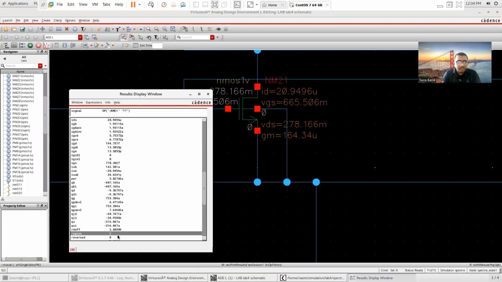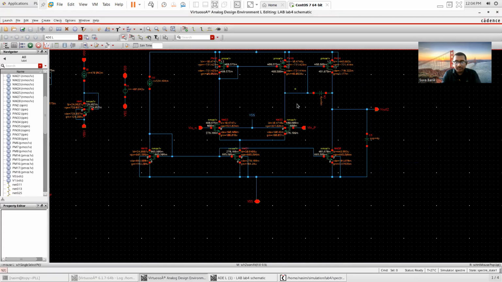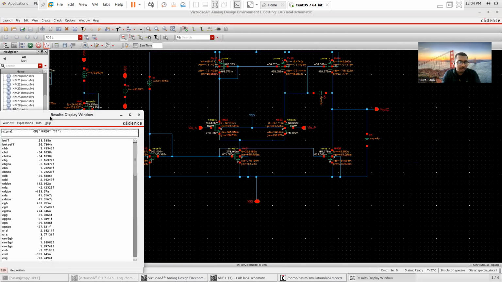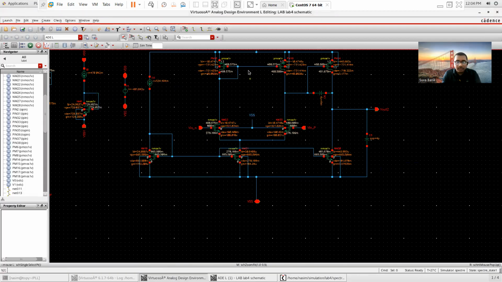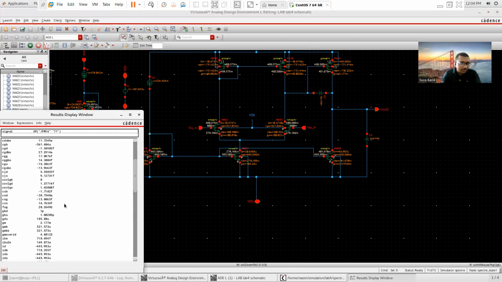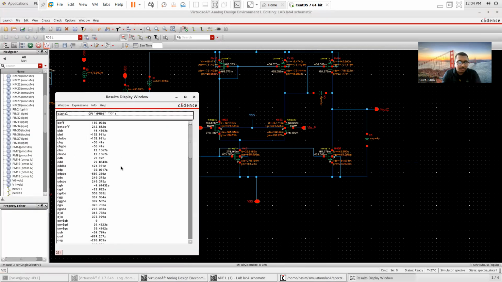Now we can see this MOSFET is in region 2. I firmly believe all of the transistors should be in region 2. This is obviously region 2. These two are directly connected. You can see, check this one. Okay, all of my transistors are in region 2.